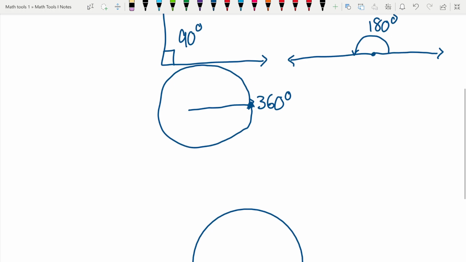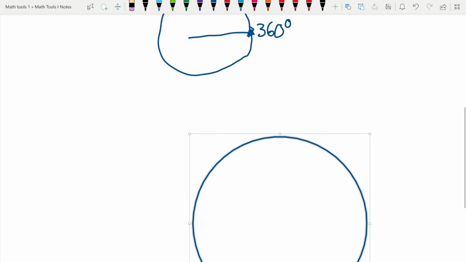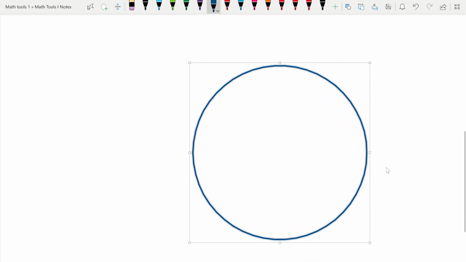Let's go ahead and look at a big circle here. Let's say that we have this circle and it has a center, and it has a radius of 1. So the radius of a circle is half of the length across a circle, with the full length across a circle being the diameter.